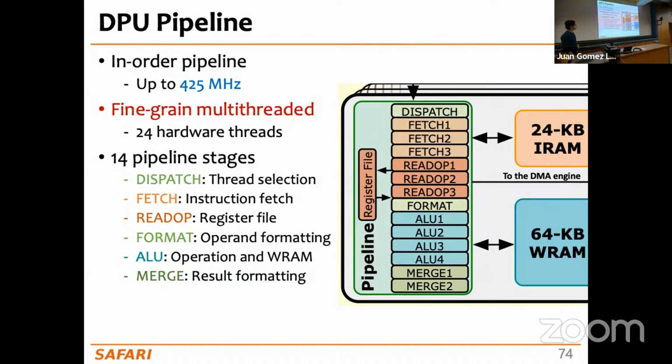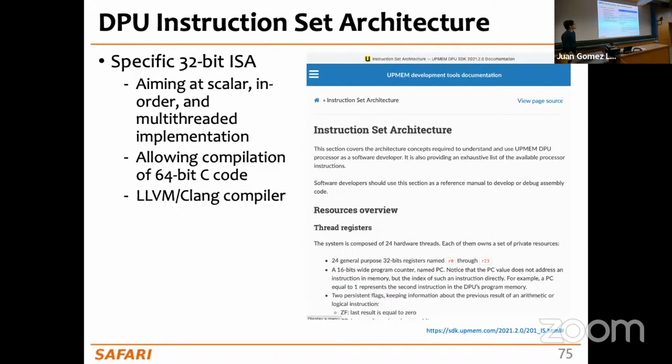So this is how the microarchitecture looks, and this is one slide about the instruction set. You can find a lot of details in the SDK documentation. It's a 32-bit ISA, a RISC ISA, a reduced instruction set architecture. It's not RISC-V. Many people ask if this is RISC-V. It's not. This is proprietary from UPMEM. But in the end, pretty simple operations, as you'll see, and pretty simple instructions.